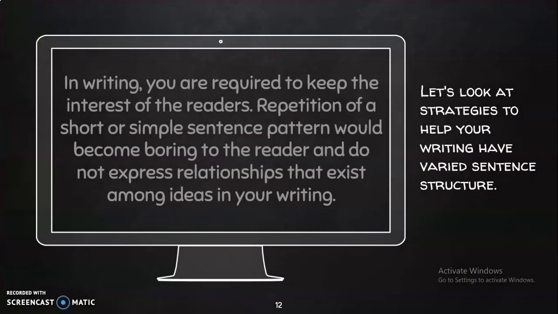In writing, you are required to keep the interest of your readers. Repetition of short or simple sentence patterns would become boring to the reader, whether it is your friends or your instructor. It's going to be boring, and it does not express the relationship that exists among your ideas in your written material. So let me give you two strategies that will help you to vary your sentence structure.